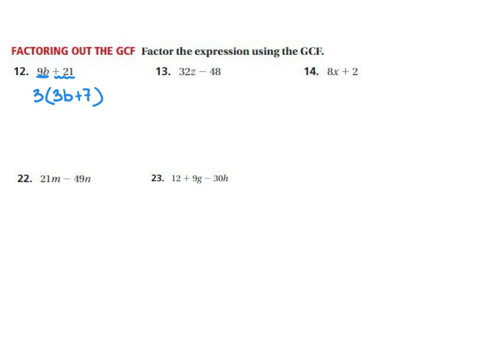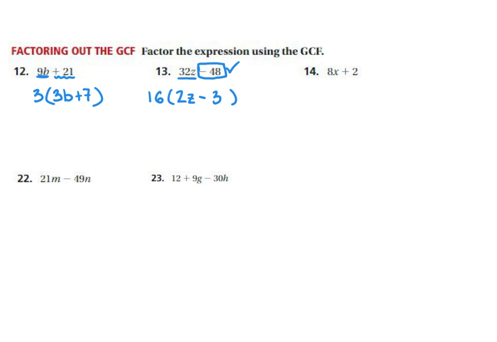For number 13, the greatest common factor that we can pull out is 16. 16 times what gives us 32z? 16 times 2 is 32, so 16 times 2z is 32z. And then 16 times what gives us negative 48? We know it's going to have to be a negative. And 16 times 3 is 48. So 16 times negative 3, that gives us negative 48.